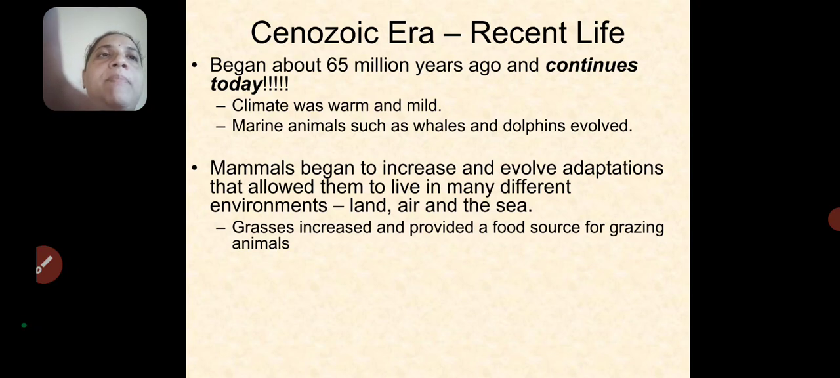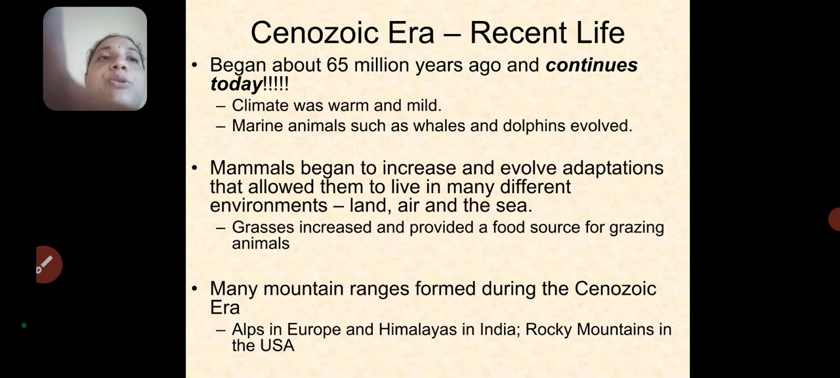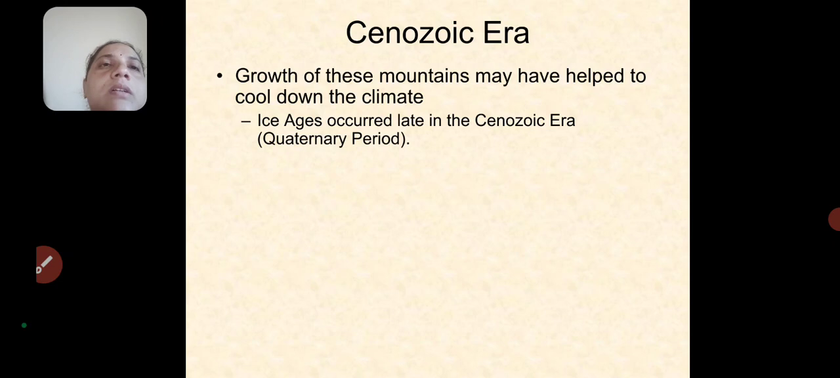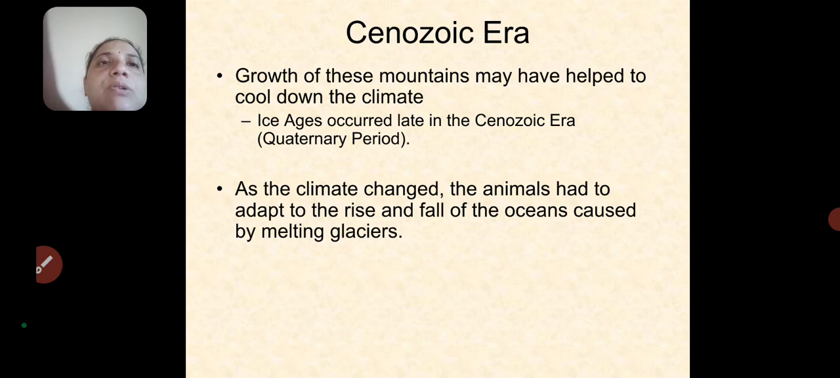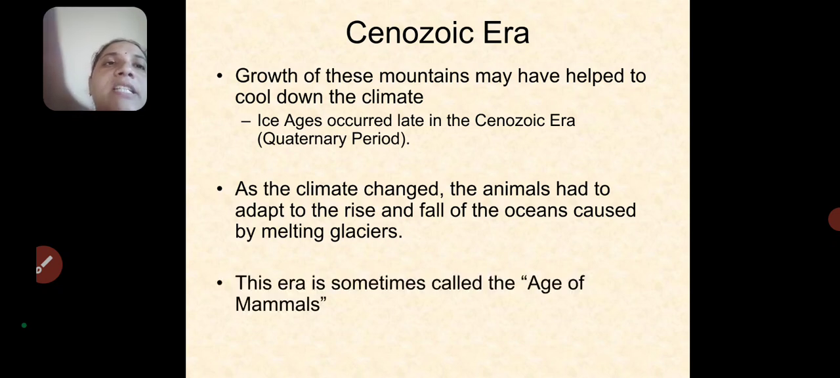Marine animals such as whales and dolphins evolved. Mammals began to increase and evolve adaptations that allowed them to live in many different environments: land, air, and the sea. Next, grasses increased and provided a food source for grazing animals. Many mountain ranges formed during the Cenozoic era. Growth of these mountains may have helped to cool down the climate. Ice ages occurred late in the Cenozoic era. As the climate changed, the animals had to adapt to the rise and fall of the oceans caused by melting glaciers. This era is sometimes called the Age of Mammals.